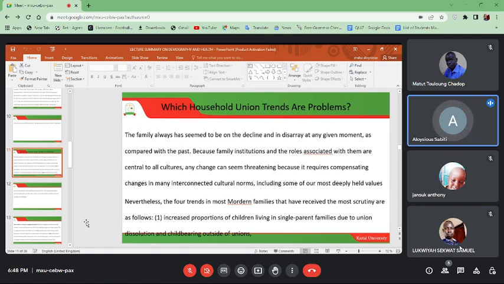So, nevertheless, the four trends in most modern families that have received the most scrutiny are as follows. Let us look at the first one. It is what we call increased proportion of children living in single parent families. This is because of union dissolution and childbearing outside of unions. So we are realizing that there are a lot of children being raised by single parents. We are realizing this is coming out of either divorce, separation, or widowhood, or because people are bearing children out of unions. Now, what is the impact of this on our population? We shall look at it as we proceed.